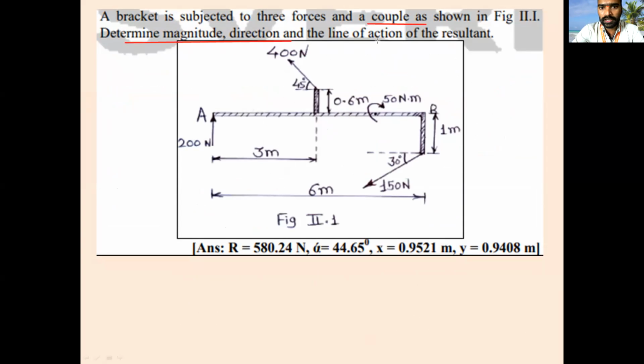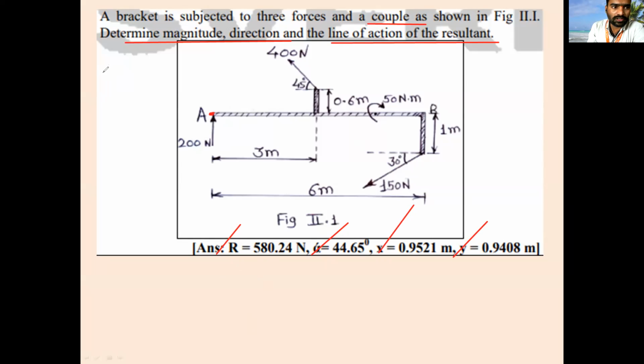Determine the magnitude, direction, and line of action of the resultant. So what is asked? You have to determine the resultant R, the direction of the resultant, and also the line of action of the resultant, meaning you have to determine x, y, and d. So how to solve this problem? Can anybody tell me? About which point is it asked? You have to take the A point only. If he has not given any point, you have to take it from the A point.